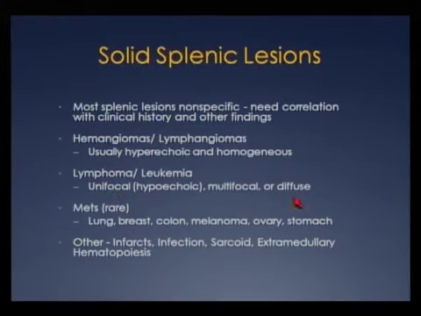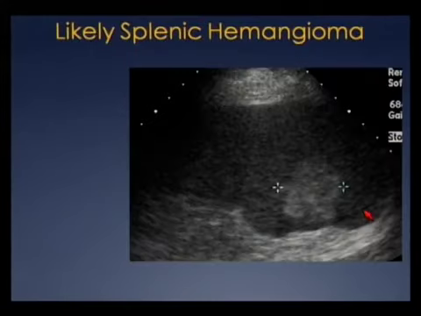unifocal, multifocal, or diffuse. Mets within the spleen are rare, and lung is what I most frequently see in the spleen, but lung, breast, colon, melanoma, these can all be etiologies of splenic metastasis. And other lesions include infarcts, infection, and in more rare cases, sarcoid and extramedullary hematopoiesis.